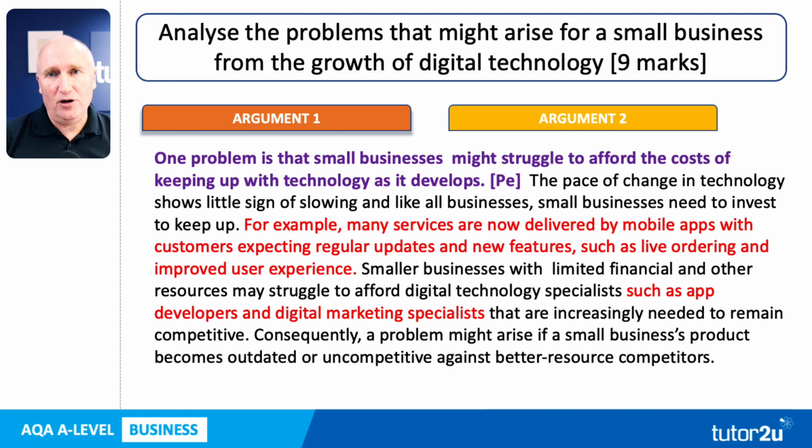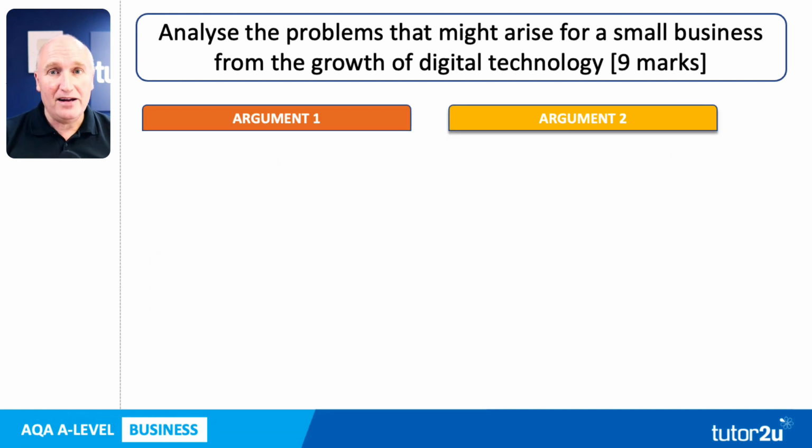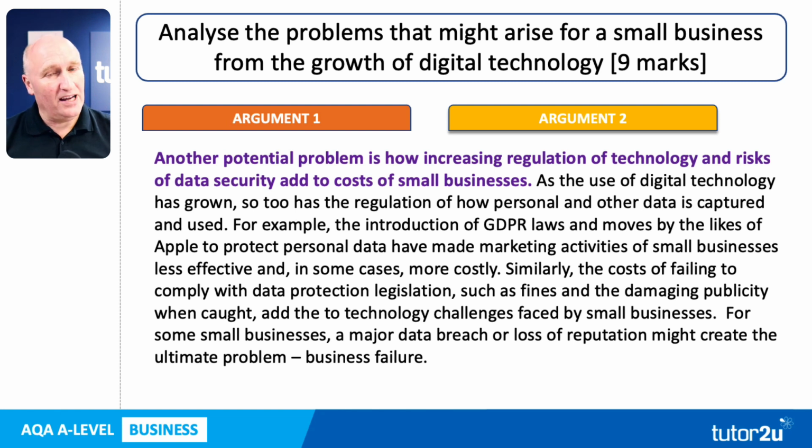I think that's a relevant point, but to meet the demands of the question, we need a second point because it's analyze the problems. We need a second problem. So here's my second problem. Same thing again. It's a PEAC paragraph, one point. Our first sentence just states the point and then we go on to develop it. So another potential problem is how increasing regulation of technology and risks of data security add to the costs of small businesses. Full stop. No application. Full stop first. Then we go on to explain.